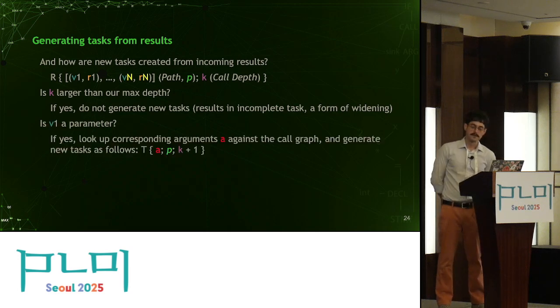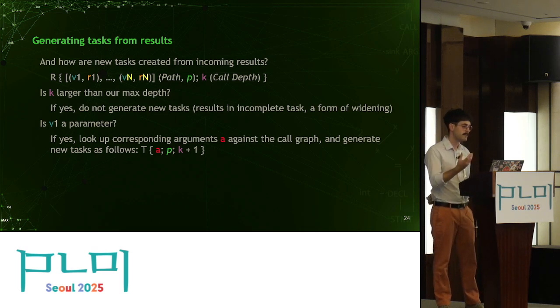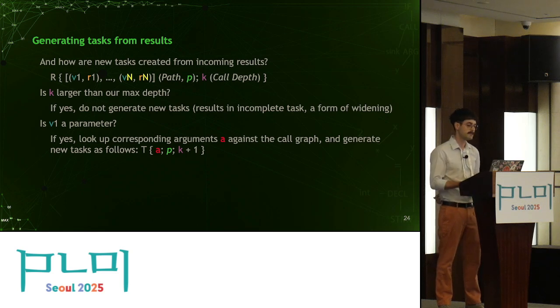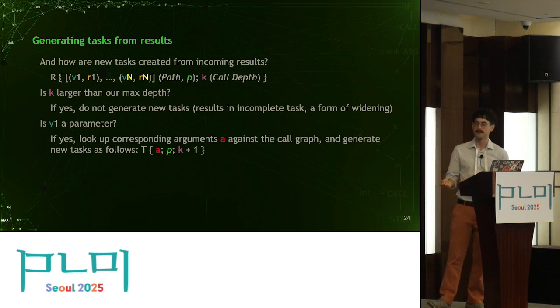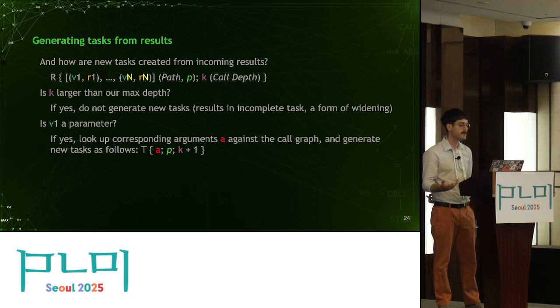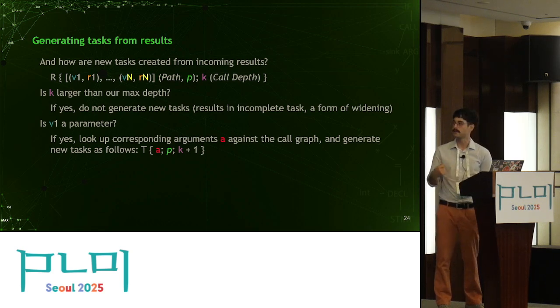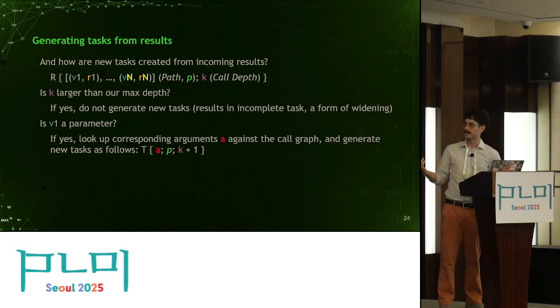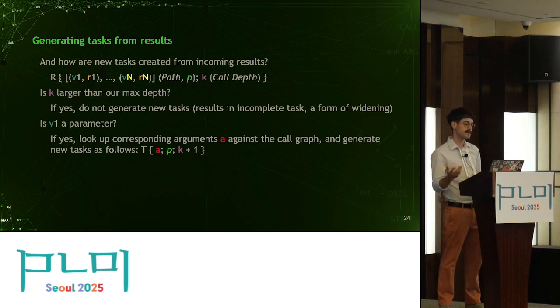First, is v1 a parameter? Since we're going backwards, we're sort of looking at the head of the path. So if yes, look up the corresponding argument against the call graph. Whichever call graph is in place; if none, then this will approximate. And then generate the task as follows: we have our 3-tuple of the argument, the path, and k plus 1.